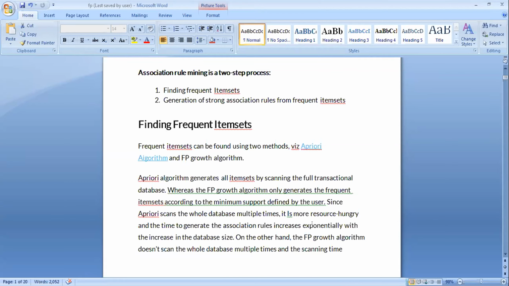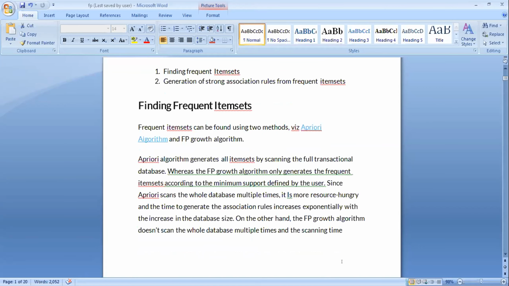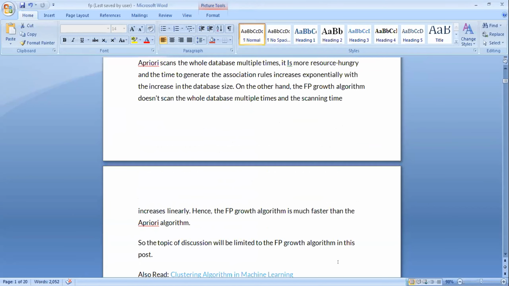On the other hand, the FP growth algorithm does not scan the whole database multiple times. So what is the difference here? In the Apriori algorithm, every time the database will be scanned, so the scanning time increases exponentially with the database size. Whereas in the FP growth algorithm, you don't need to scan the whole database multiple times. That is the difference between the Apriori and FP growth algorithms.